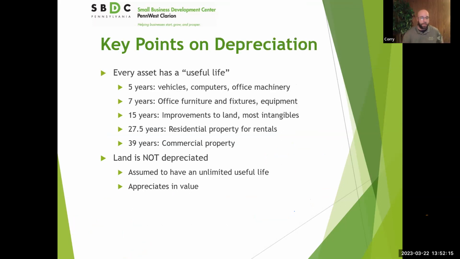Great question. So here are the useful lives that the IRS normally uses for assets: 5 years, 7 years, 15 years, 27.5, and 39 years. Those are the most common. You can kind of take a look at the particular assets that are depreciated there. Again, land is not depreciated.